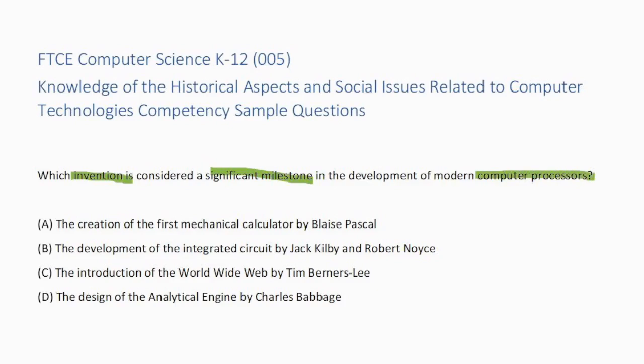The invention of the integrated circuit, IC, or microchip was a critical milestone in the development of modern computers. ICs allowed for the miniaturization of electronic circuits and are the foundation of all modern computer processors. The creation of this integrated circuit made it possible to produce smaller, more powerful, and more reliable computers. While answer choices A, C, and D all involve technological advancements and inventions, the only one that deals specifically with computer processors is B, the development of the integrated circuit by Jack Kilby and Robert Noyce.